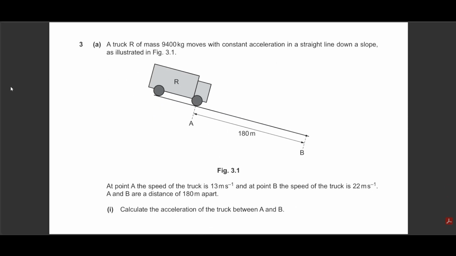Question number 3. A truck of mass 9400 kilograms moves with a constant acceleration. This is the key information that gives you the license and the guarantee that you can use the equations of motion in a straight line down a slope as illustrated here.